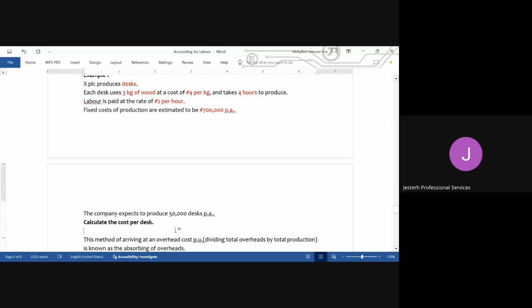And for us to calculate the cost per unit of production, you need to involve the materials, you need to involve the labor, and then you need to involve the overhead. That is according to the absorption costing method, or traditional method. So in this example, we want to know how much it is going to cost us to produce each unit of desk. So we need to pay attention to this.